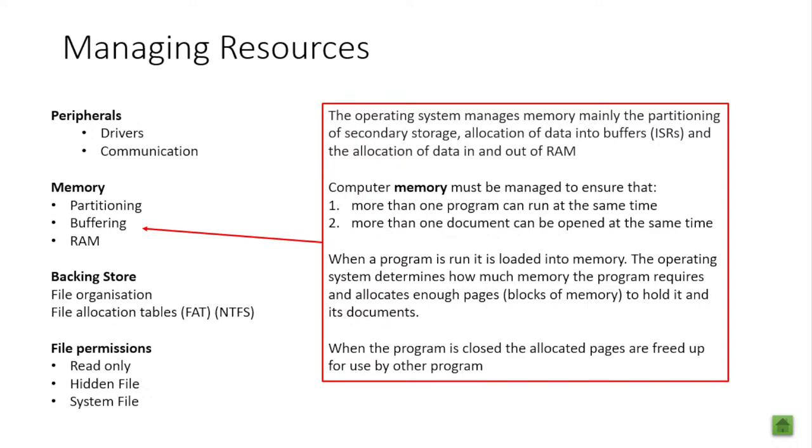So when a program runs, it's loaded into memory, random access memory. The operating system determines how much memory the program requires and allocates enough pages. So pages are blocks of memory that are inside RAM. And it needs to allocate enough pages to actually allow you to store the entire program in RAM. And when the program is closed and when you don't need it anymore, then the allocated pages are freed up for use by another program. All managed by the operating system, it's definitely a busy thing. So don't forget, pages are your blocks in RAM.